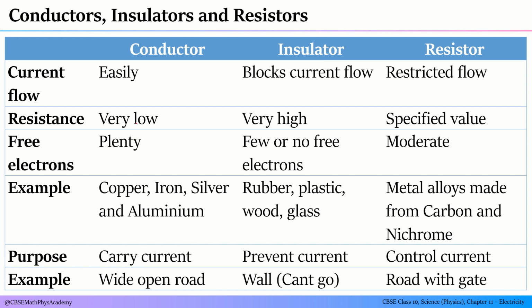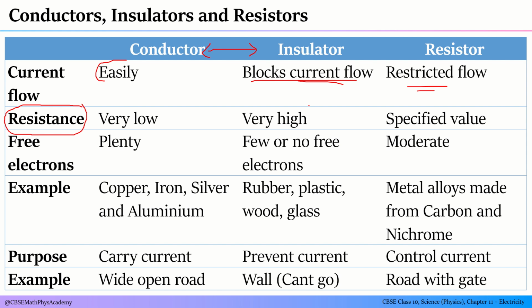See, a conductor, we saw, conducts current easily. An insulator completely blocks current flow, whereas a resistor is a way between conductor and insulator. It's between conductor and insulator, so it has a restricted current flow. So resistance is a property of a material, which we will see in the next video. But for a conductor, the resistance is very low. There is no resistance to current. Current is free to flow. That's why it is a conductor.